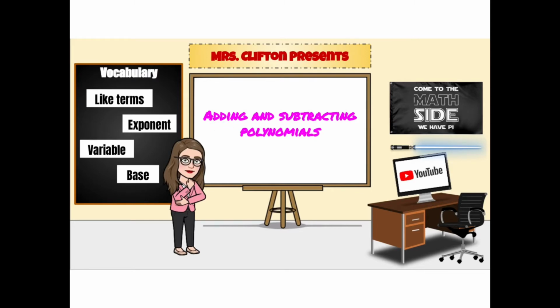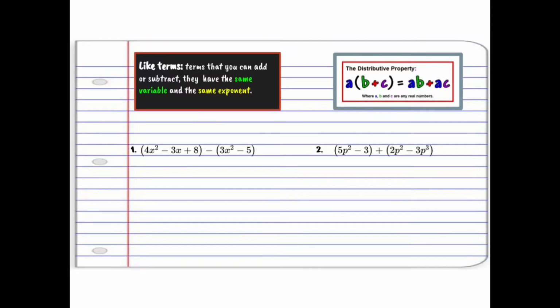Now for this, we need to remember a couple of concepts. First of all, we need to remember what like terms are. Like terms are the terms that you can add or subtract. They have the same variable and the same exponent. Since we are adding and subtracting, only like terms are going to be the terms that we will be able to add and subtract. So here we have our first example.